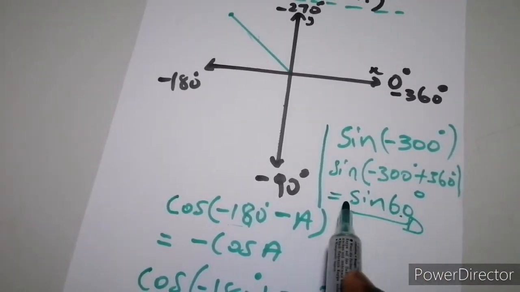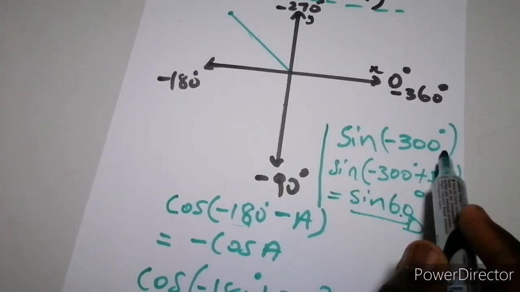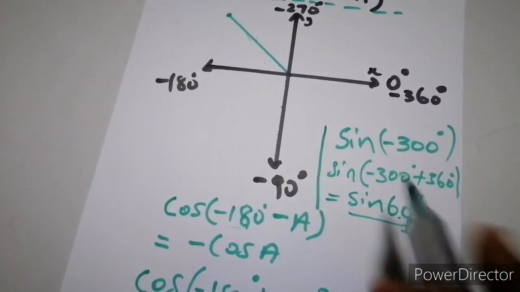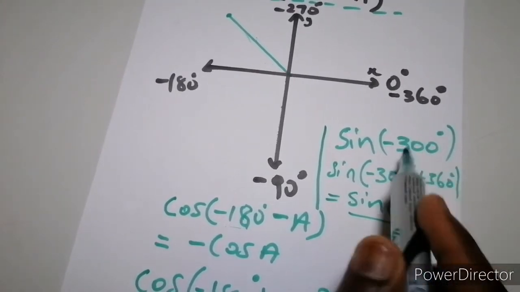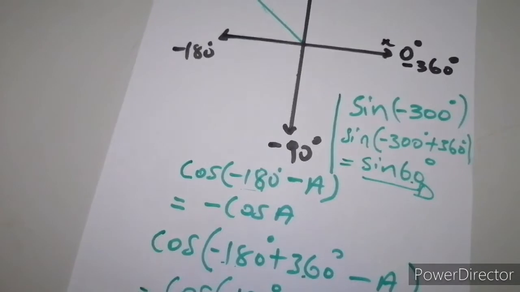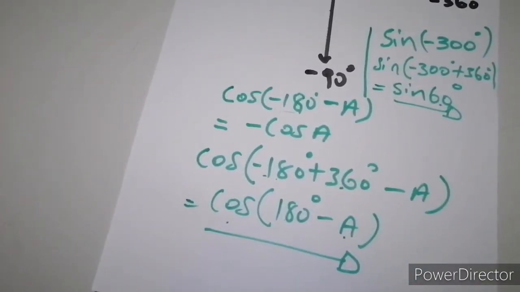So if you press this on your calculator, you're going to get the same answer as that. So you can form positive angles from negative angles by adding 360. Right, that's it.